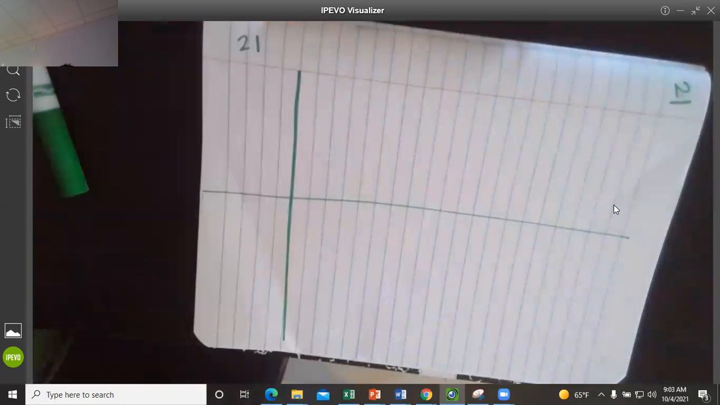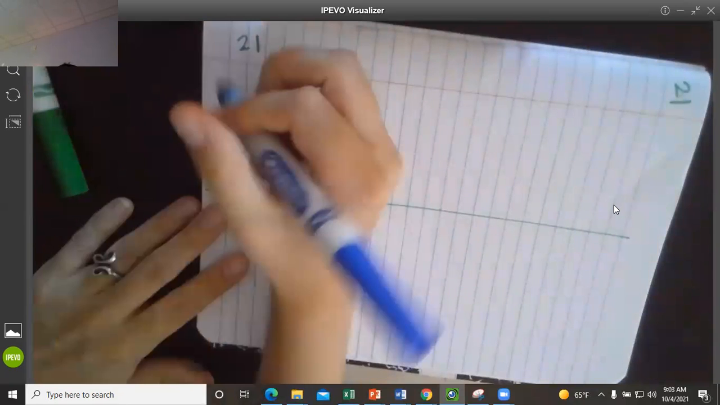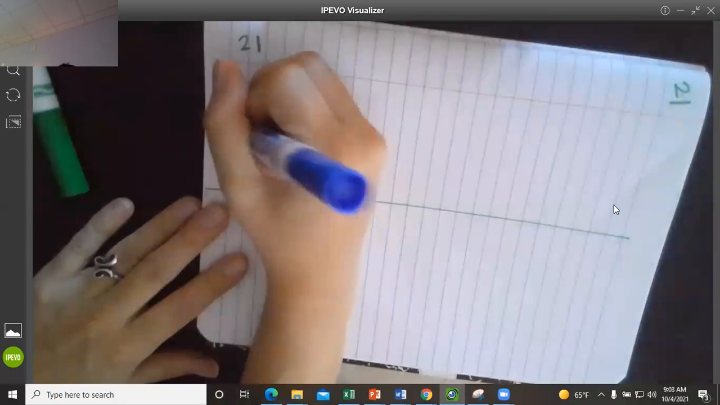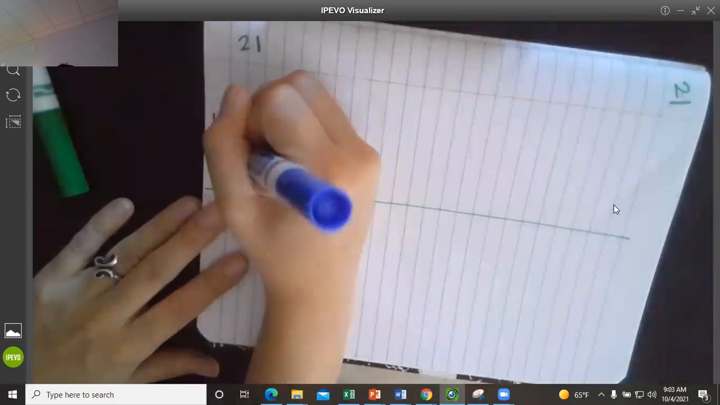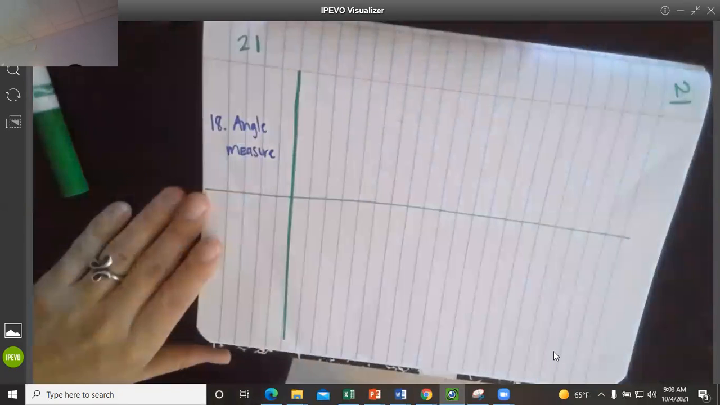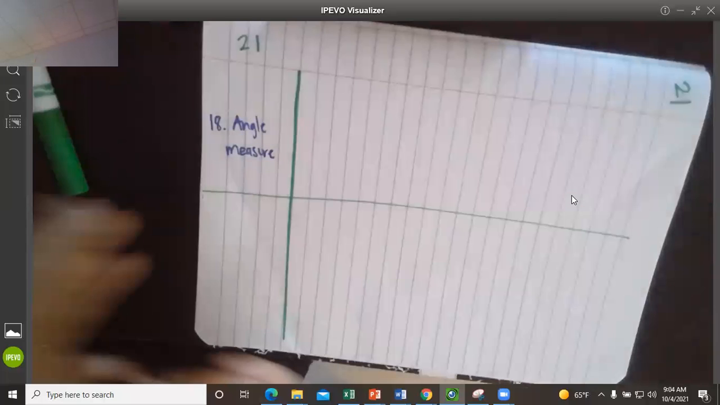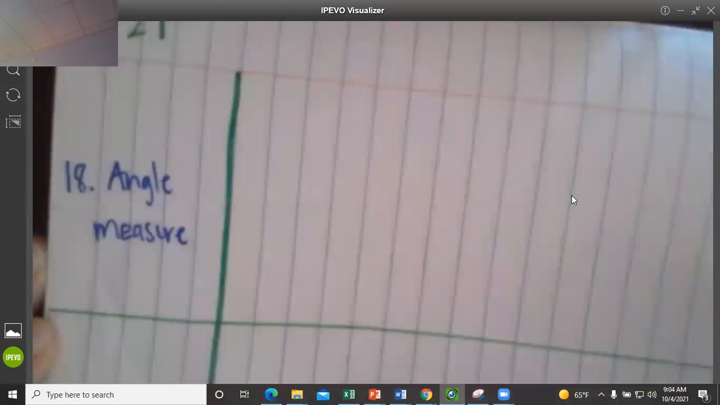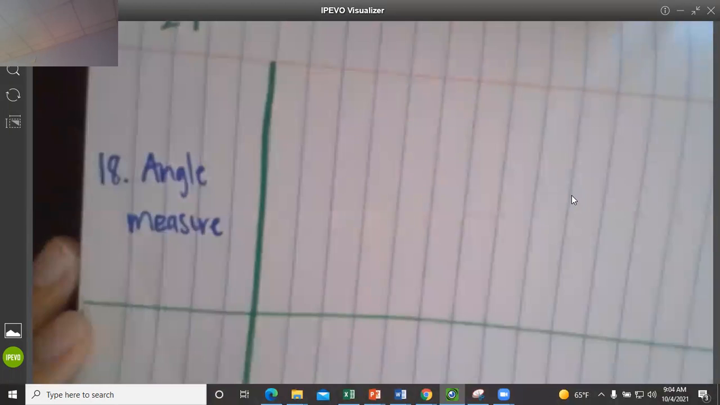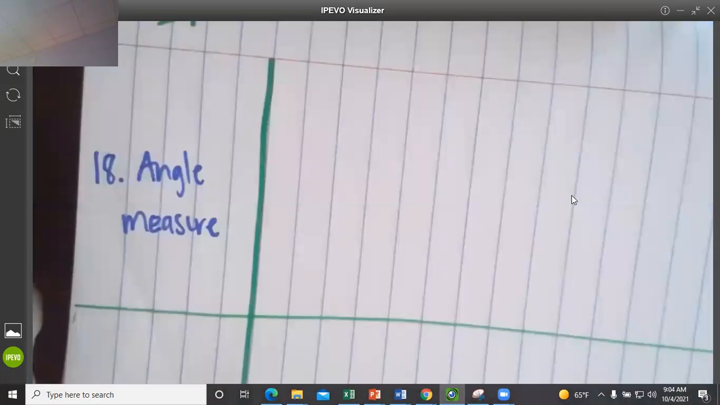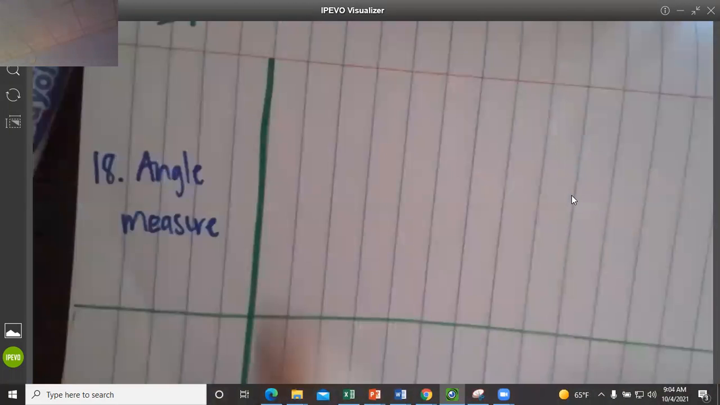All right, number 18 is an angle measure. We have already dealt with this. We've already talked about this. Let me see. All right, so an angle measure is our word 18. I checked, this class doesn't have it yet. All right, so before we talk about an angle measure, let's make sure we know what an angle is.